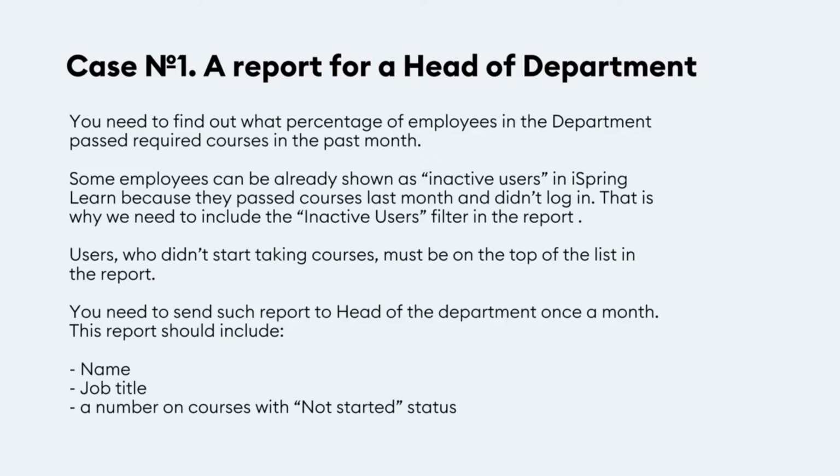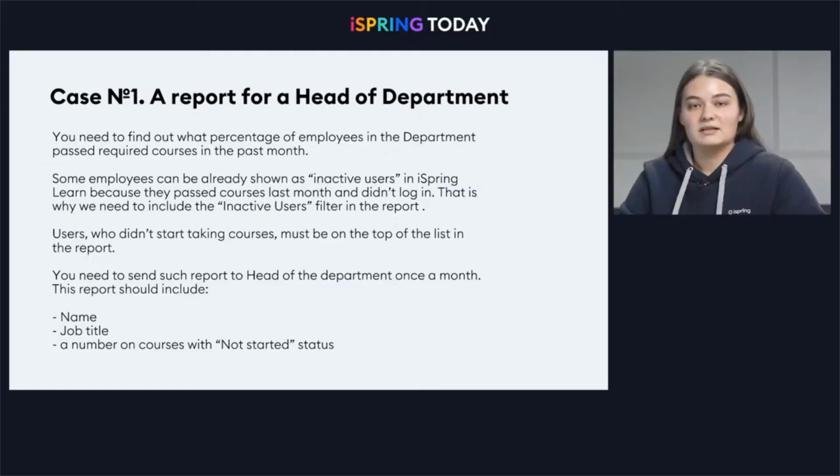We need to find out what percentage of employees in the department passed required courses in the past month. Some employees can be already shown as inactive users in iSpring Learn because they passed courses last month and didn't log in. That is why we need to include the inactive users filter in the report. Users who didn't start taking courses must be on the top of the list in the report. We need to send such report to heads of the departments once a month.